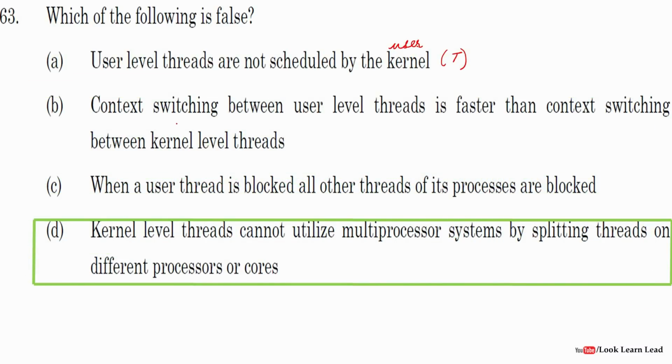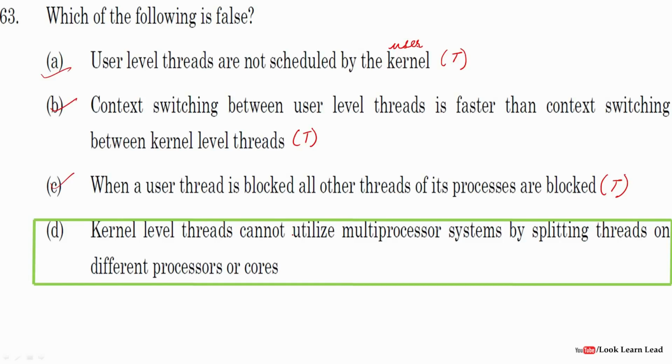Okay, next, the context switching between user level threads is faster. Yes, it is true. Then the context switching between kernel level threads. Yes, it is true. Okay, when a user level thread is blocked, all the threads of its process are blocked. Yes, it is also true. Okay, so all these three options are true. So the answer would be D.